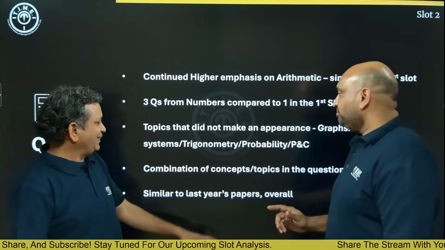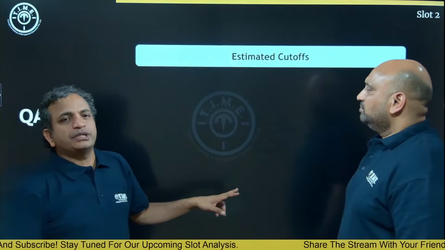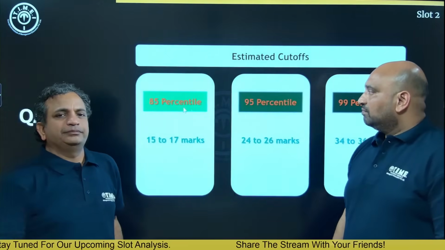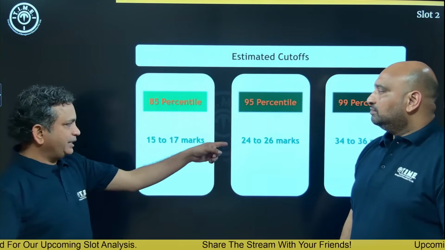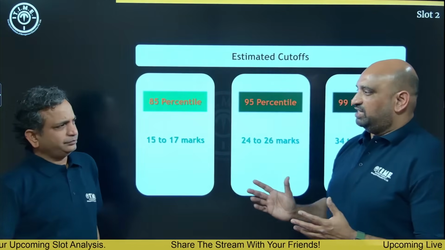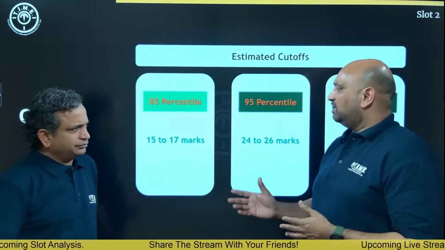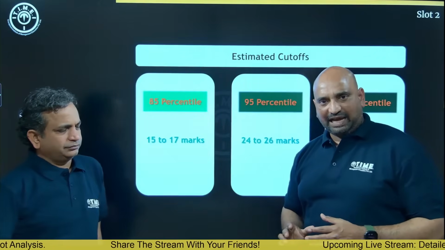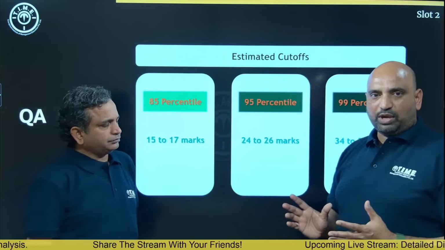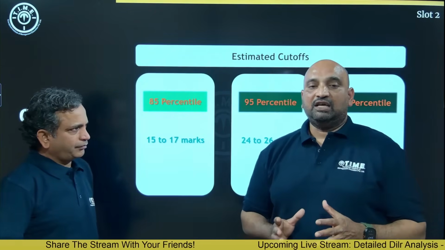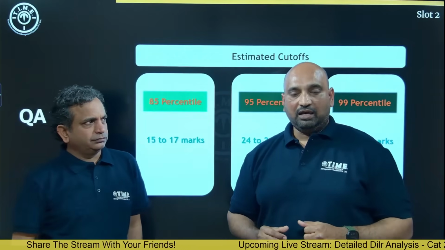All right. So we'll now move on to the estimated cutoffs in Quant, which look like this. Any Quant remarks? At 89 percentile, a similar range to last year's cutoffs. We were looking at that. It is very similar, about 16 marks for about the 85 percentile. And at 95 percentile, we're looking at about 25. And at 99 percentile, closer to about 35, 36 is where we'll find the 99 percentile in the Quant section.